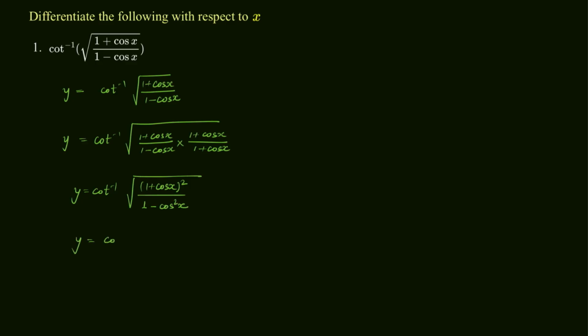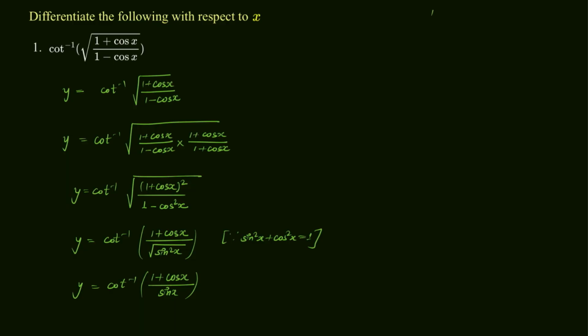So then it will be cot inverse of, now see, square root of 1 plus cos x whole square will be simply 1 plus cos x only, and in denominator we will have square root of 1 minus cos square x can be written as sin square x, because we know that sin square x plus cos square x equals 1. So my function will be cot inverse of 1 plus cos x over sin x, as square and square root got cancelled. Now let us use the formula.